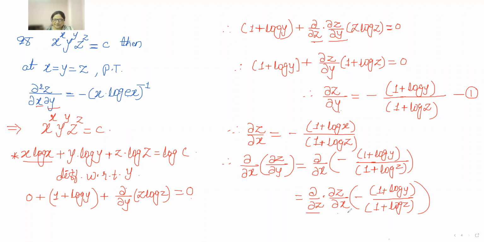Did everyone understand this? ∂/∂x can be put as ∂/∂z into ∂z/∂x, as per the requirement of this given example. Okay. Then after that, we are taking the derivative of this function with respect to z. Here there is z and no x in it, so its derivative is zero. So we are taking the derivative of this function with respect to z.